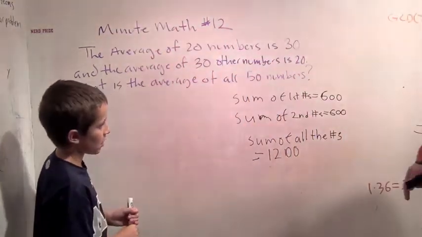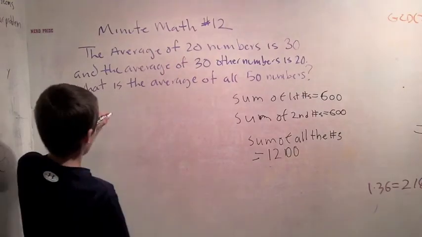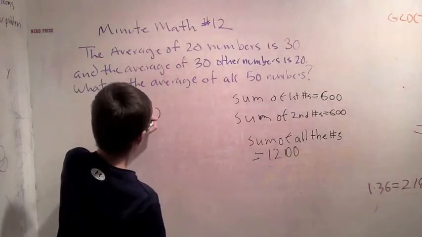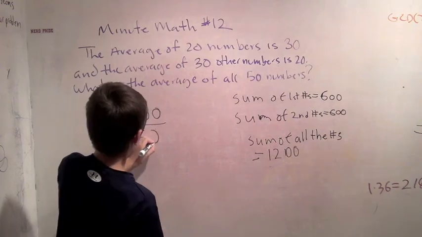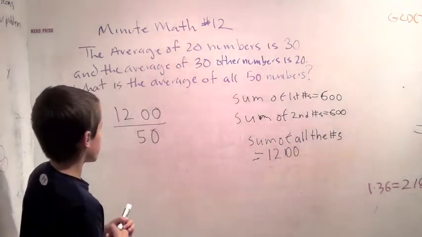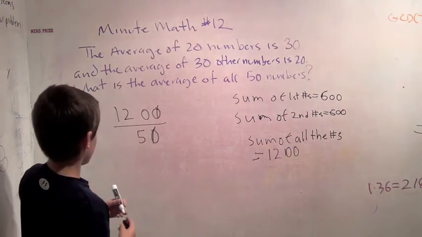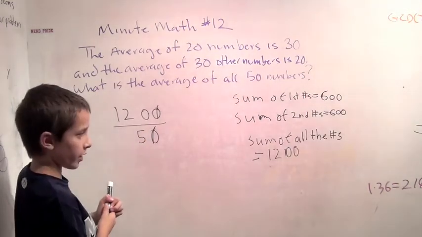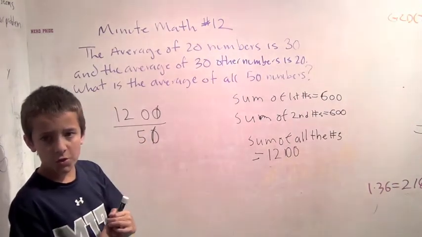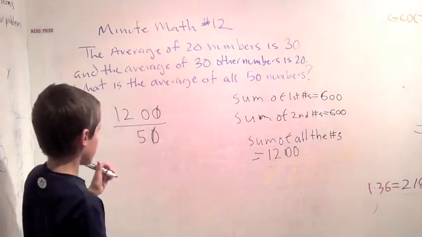So what does that mean? It means that we have to do 1200 divided by 50. Okay, awesome. So we can cancel a 0 right here. All right. And so 1200 divided by 50 is the same as? 120 divided by 5. Which is 24. Okay, so write that down.